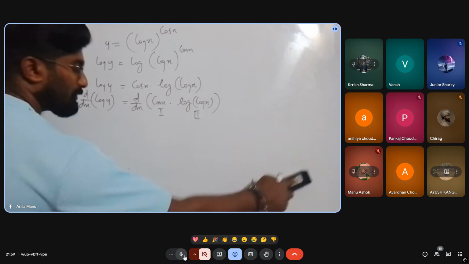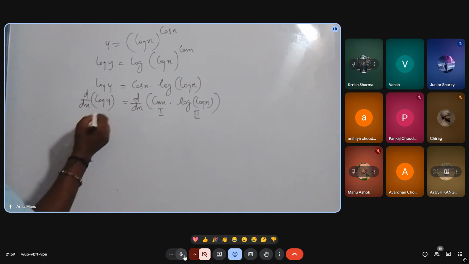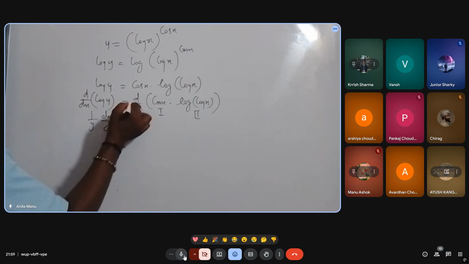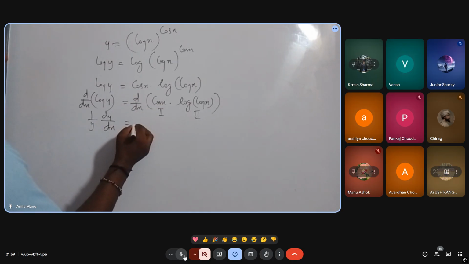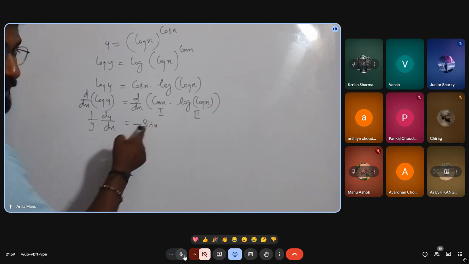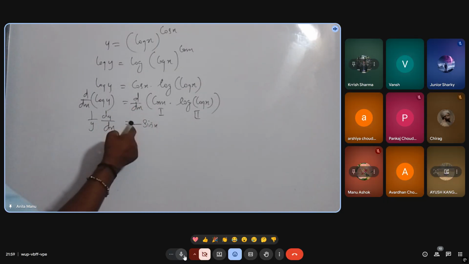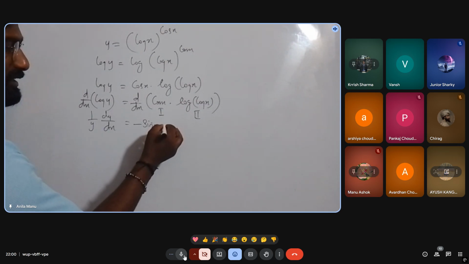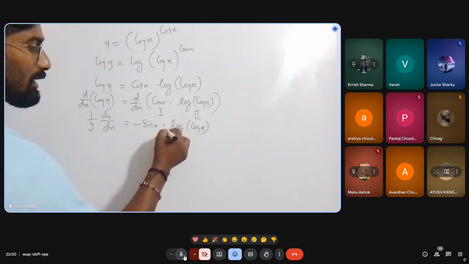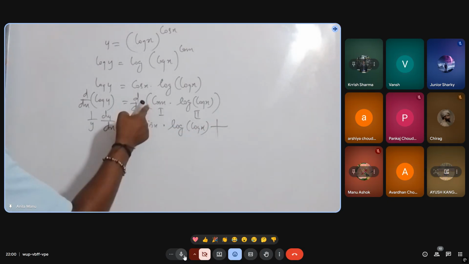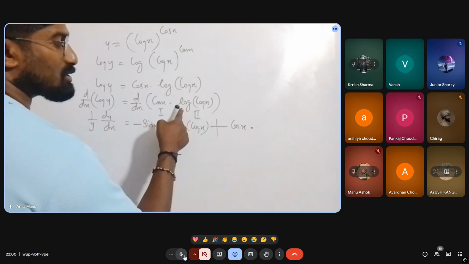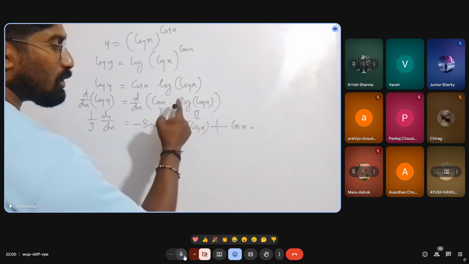Now when you differentiate, we get the derivative of log y, that is 1 by y dy by dx. Derivative of the first function cos x is minus sin x into the second function. I'm writing directly. Derivative of cos x, minus sin x, into the second function, which is log of log x, plus the first function, cos x, into the derivative of the second function.